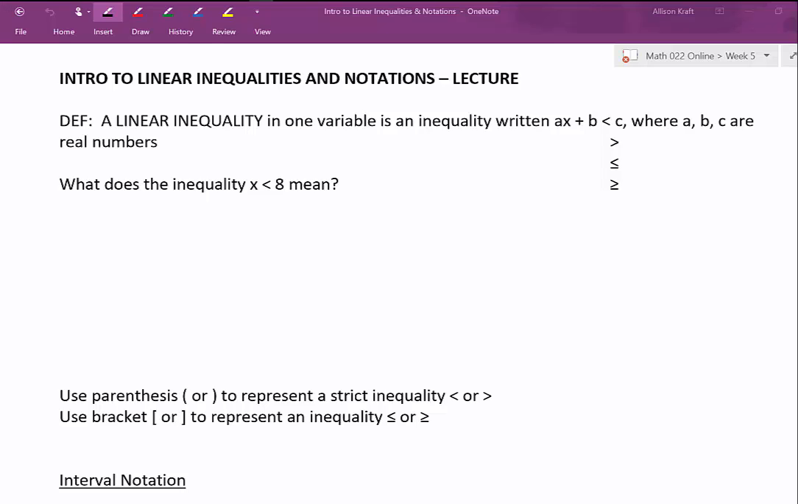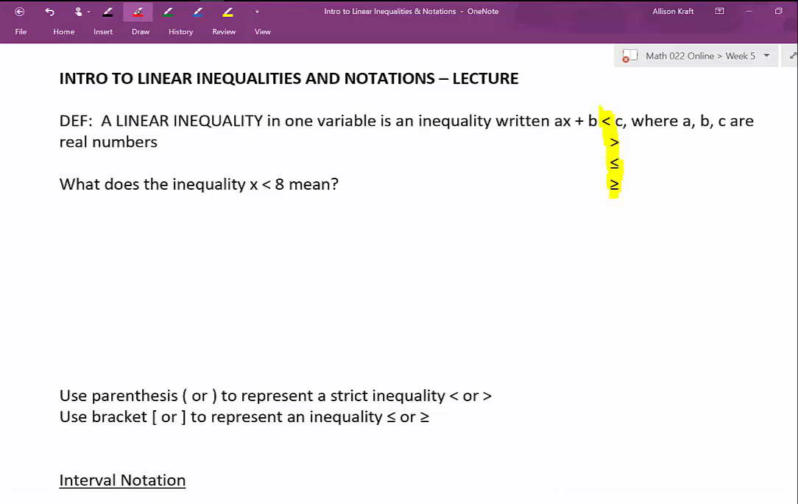This lecture provides a short introduction to linear inequalities and notations that we'll need to solve these types of problems. A linear inequality in one variable is an inequality written of the form ax plus b less than c, where a, b, and c are real numbers. Now, we could have any of the four inequality symbols here: less than, greater than, less than or equal to, or greater than or equal to.